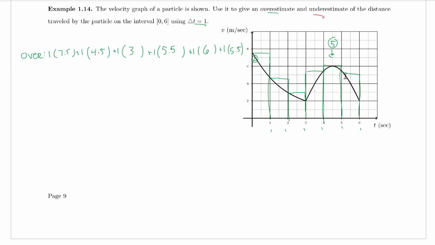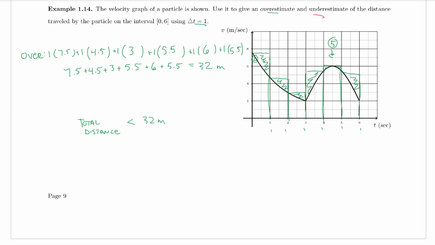So now, if we go ahead and add those all together, we get 7.5 plus 4.5 plus 3 plus 5.5 plus 6 plus 5.5. So that means we're going to get 32 meters for this first estimate. So that tells us that the total distance is less than 32 meters because we can see here that we have these chunks of area that are overestimates of the actual area underneath the graph.